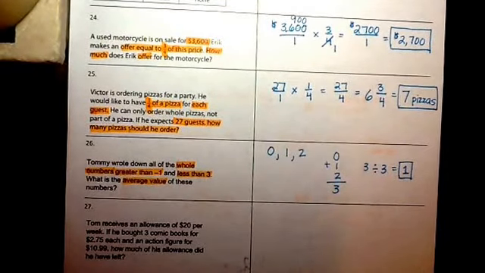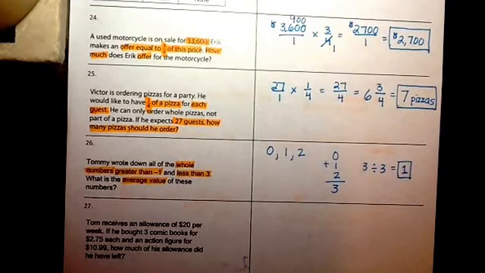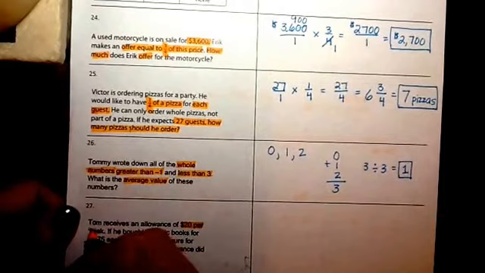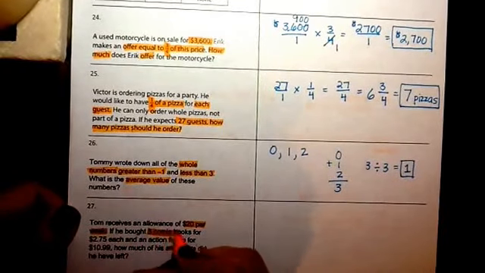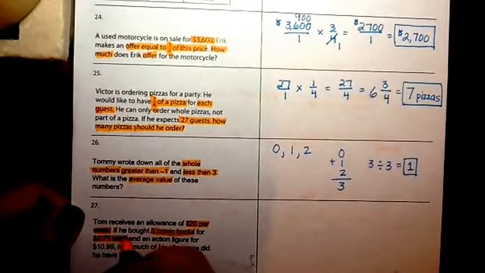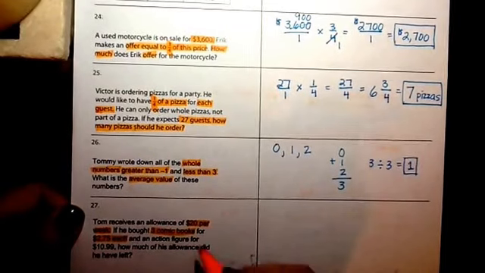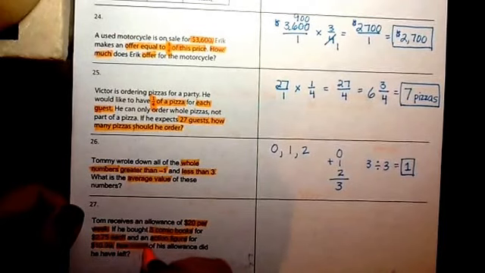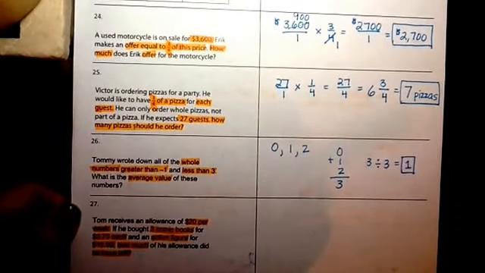And your last word problem. Tom receives an allowance of $20 per week. If he bought 3 comic books for $2.75 each and an action figure for $10.99, how much of his allowance did he have left? So he's earning $20 per week and he's buying 3 comic books for $2.75 each and an action figure for $10.99. And they want to know how much does he have left.